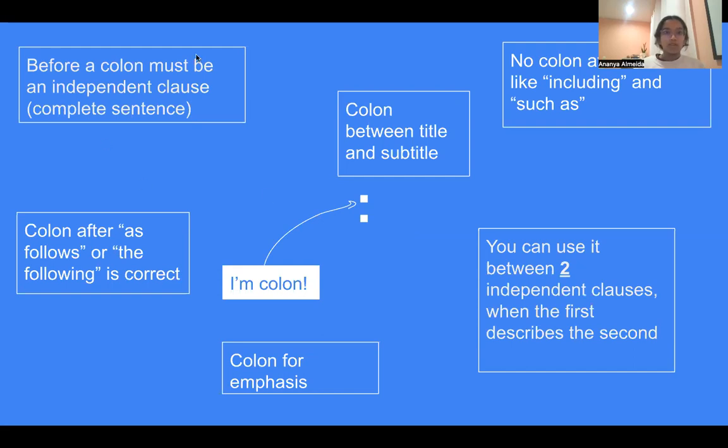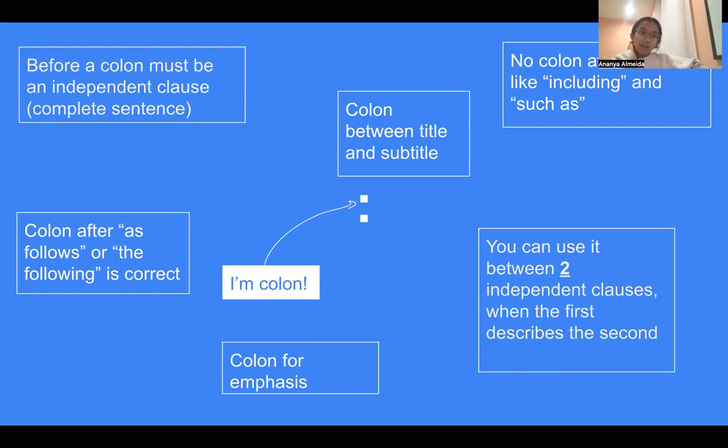So starting upper left, we have: before a colon must always be an independent clause. So the colon will separate two different sections, and the section before the colon must always be a complete sentence. The section after, however, can be a dependent clause or incomplete sentence. However, the first part should always be an independent clause.